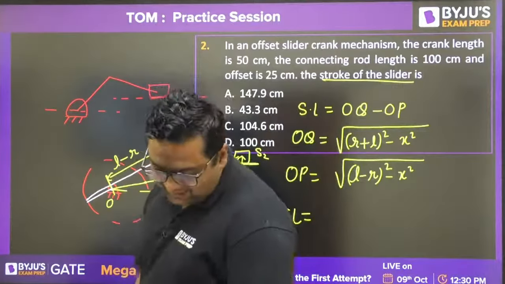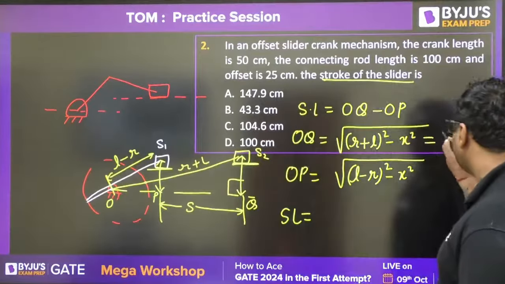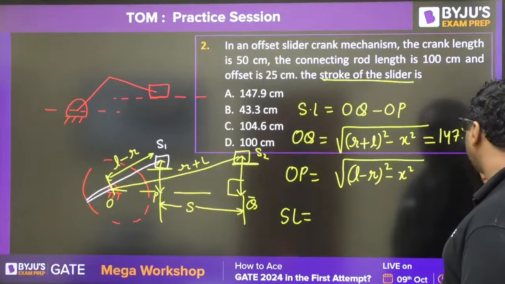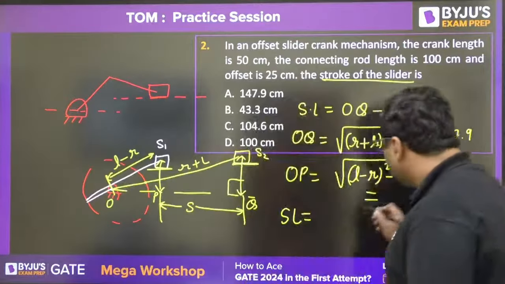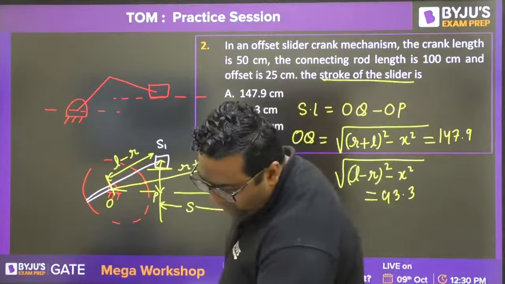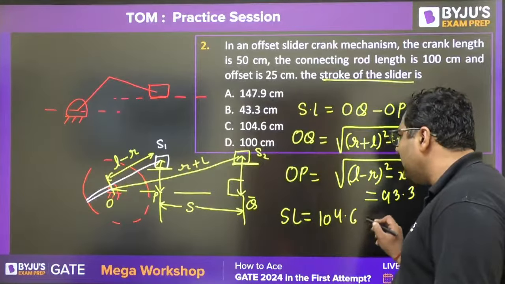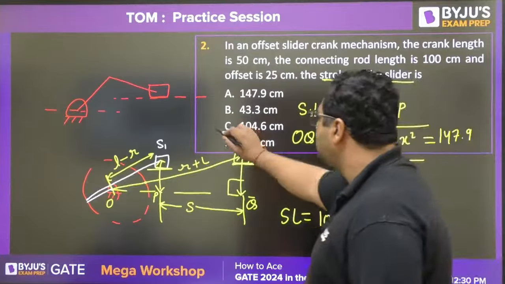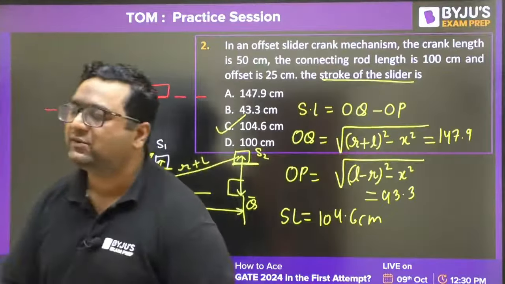Okay. So guys, the answer will be coming out to be 147.9 for this. And when you solve this, I have already made calculations for you. This will be coming 43.3. So stroke length will be coming out to be around 104.6 centimeters. Answer will be C for this. And that's why, guys, those who have given the right answer, it's really great.